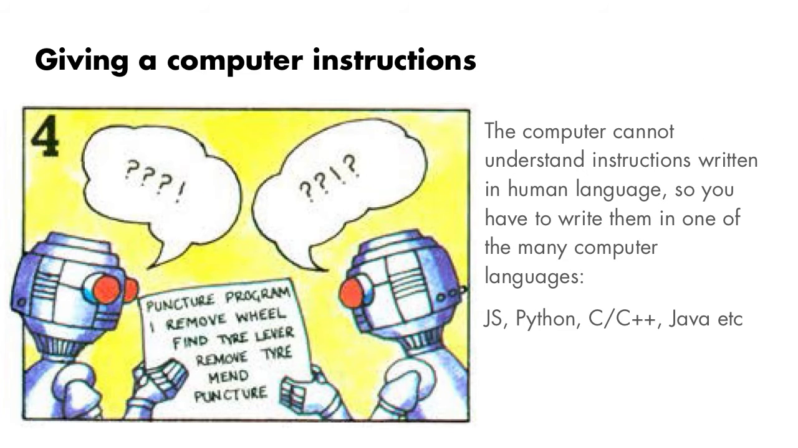Again, the computer cannot understand instructions that are written in a human language. So to get the computer to understand, we have to use a specific computer language like JavaScript, Python, C or C++ or Java. What those do is act as an in-between language that humans can understand, but also computers can understand.